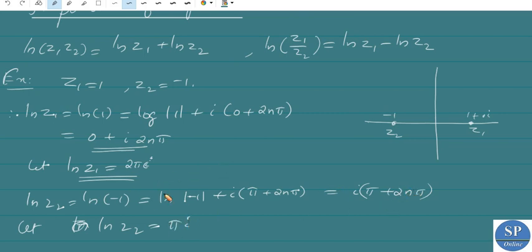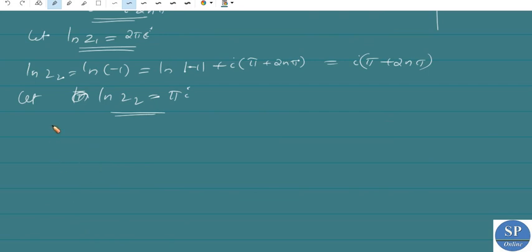So if we are taking these logarithmic functions for z1 and z2, actually it is a multiple valued function, because for various values of n we have infinitely many values for ln z1 and ln z2. We are choosing only one value: ln of 1 equal to 2 pi i, and ln of minus 1 equal to pi i.